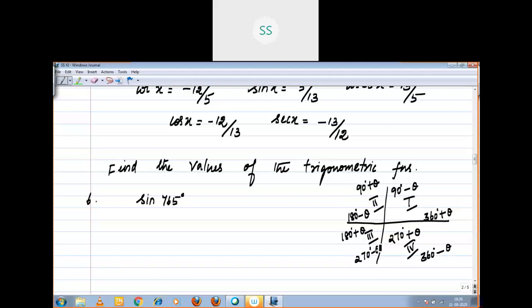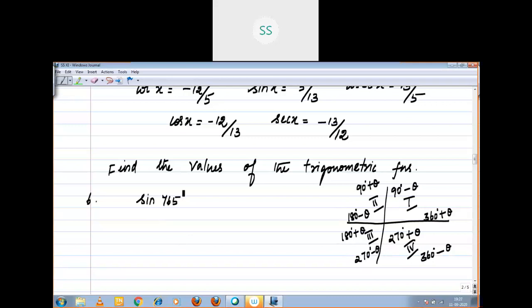Then 90 and 270 alone will give a complementary function. Complementary in the sense sin 90 minus theta equals cos theta, right? Sin 90 plus theta equals cos theta, because of complementary the function will change. But with 180 and 360 it will not change the function. Got it, children? When I explain the sum, you will understand.